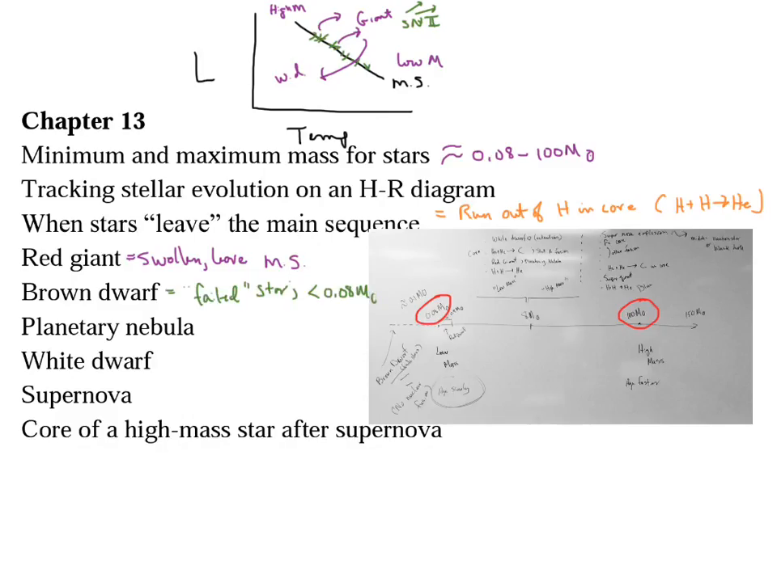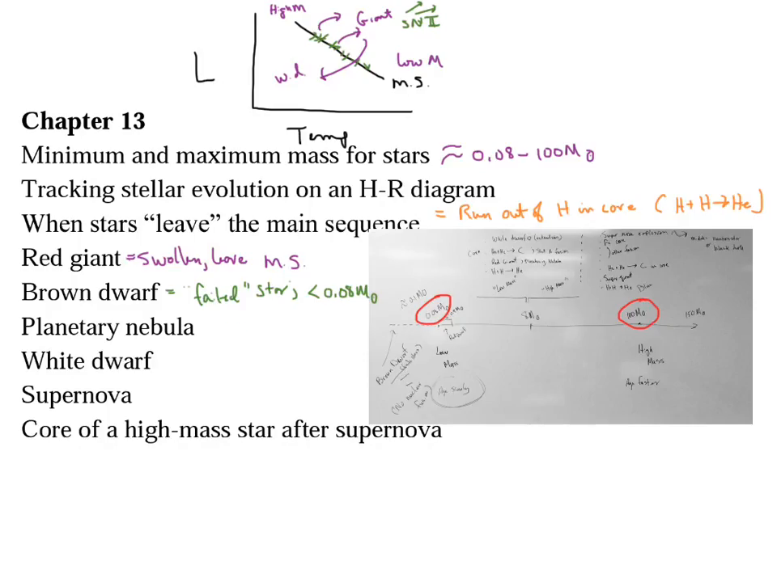Brown dwarf, we saw this in the video that we watched. Actually, that's the failed star. A brown dwarf is not quite 0.08 solar masses, so it doesn't have enough mass to create the pressure and the temperatures needed in its core to begin nuclear fusion.